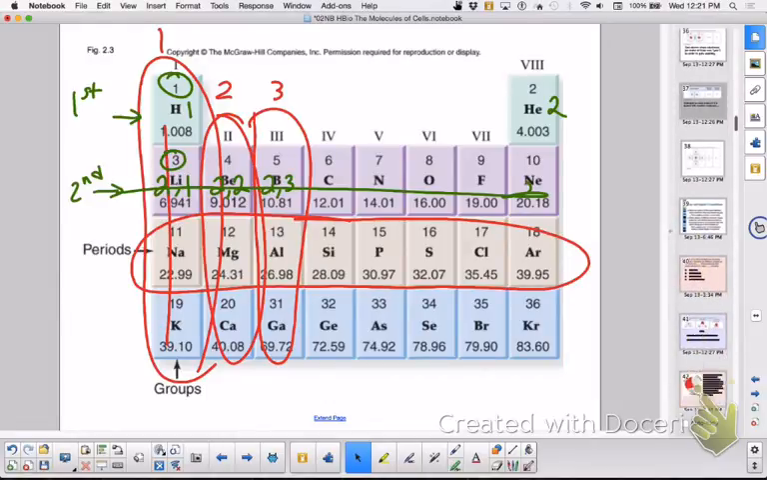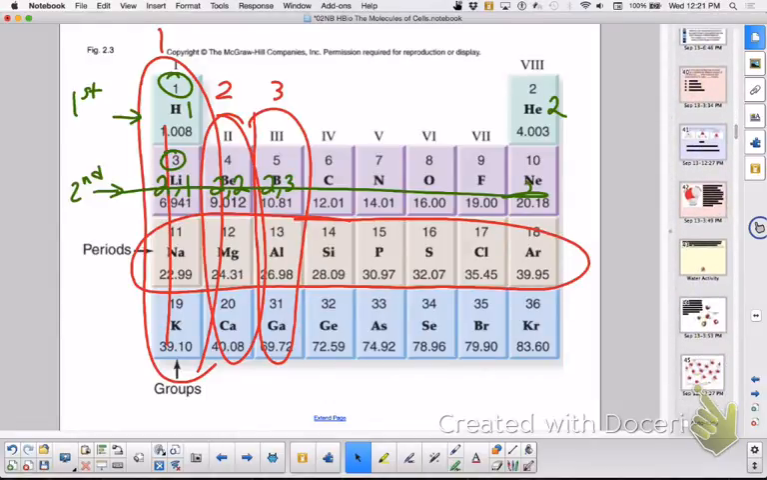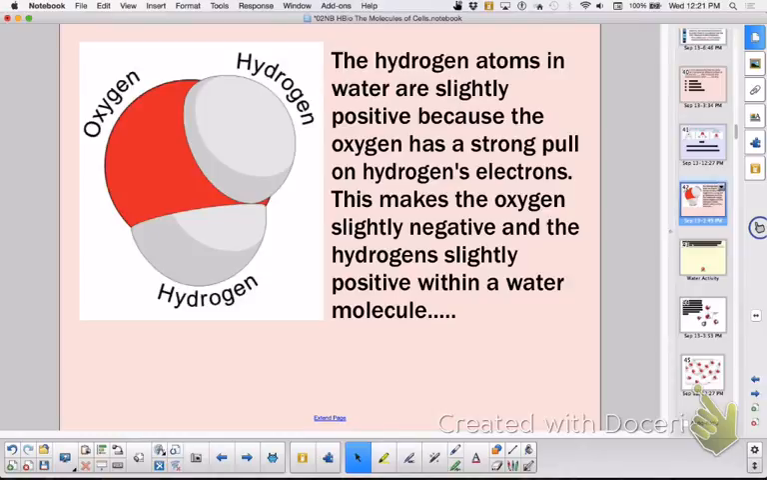All right, let's talk about water. Okay? When oxygen binds with hydrogen, does the oxygen share the electrons in their covalent bond fairly? No, they share it what? Unfairly. So what kind of bond is that? Polar. Polar covalent. So as a result, the oxygen becomes slightly what? Negative, and the hydrogens become slightly positive.